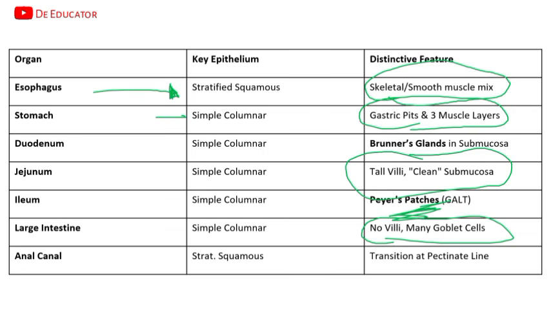Alright, so with this, we'll come to the end of this lesson under the gastrointestinal tract, the histology of the gastrointestinal tract.